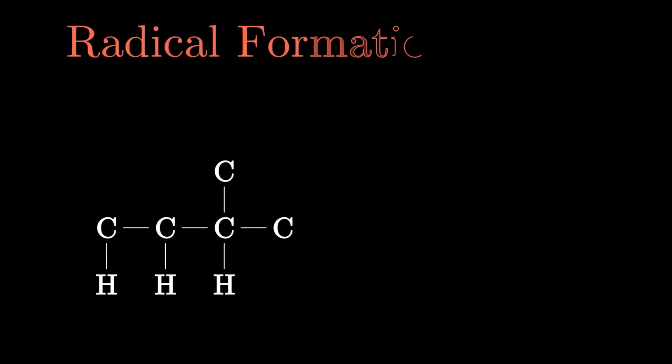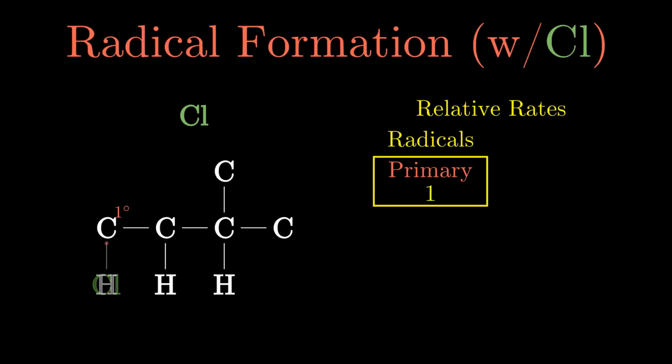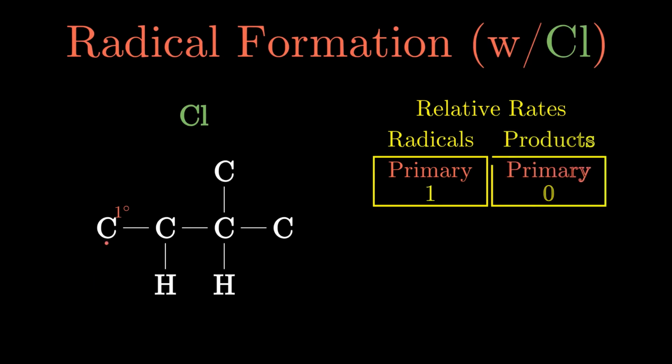In order to know which radical the chlorine forms, we first need to look at its reactivity. It turns out that the very reactive chlorine has no real preference for what type of radical it forms. This molecule is not propane, obviously, but let's pretend the first carbon labeled is the one and only primary position. As a guide, the rate of formation of primary radicals is considered 1.